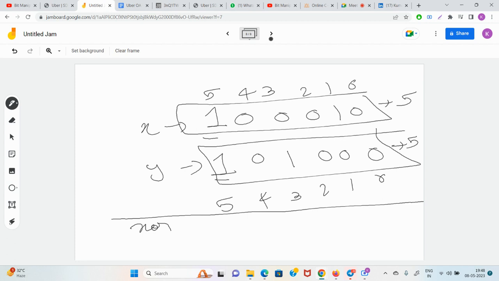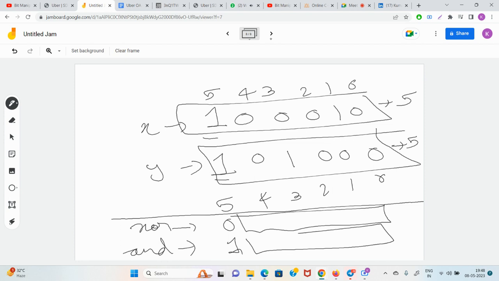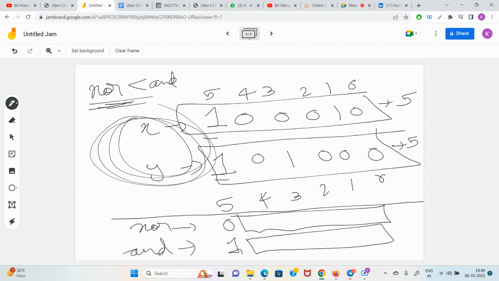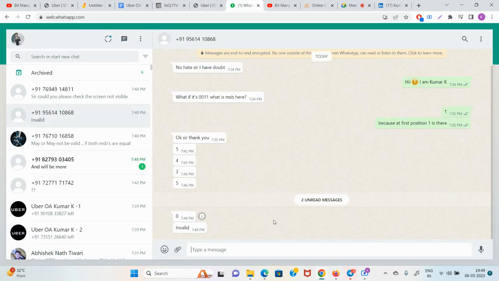1 and 1, the same number. The XOR of the same number is 0. What is behind it does not matter to us. Okay, what will be the AND? 1 and 1 will be 1. Guys, XOR now becomes, for the first time, less than AND. It means X comma Y will not be a valid pair if the MSB is the same. Let's see what Prathamesh wrote. Thank you, love it.